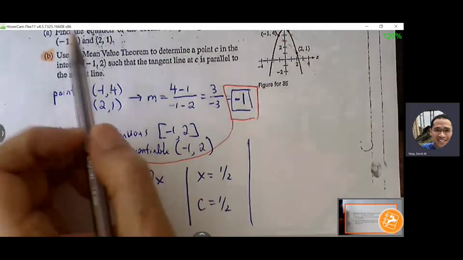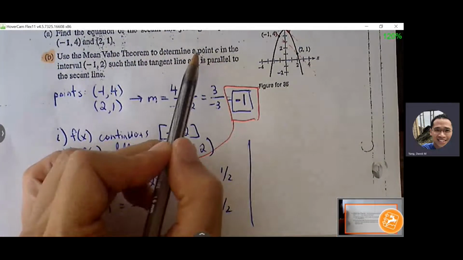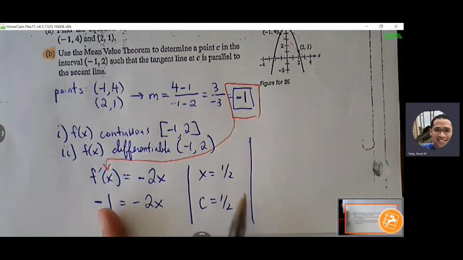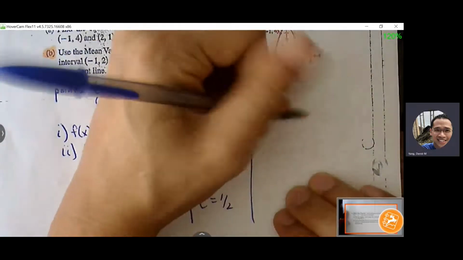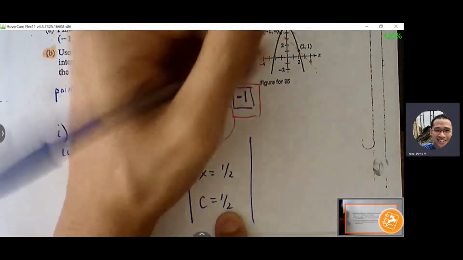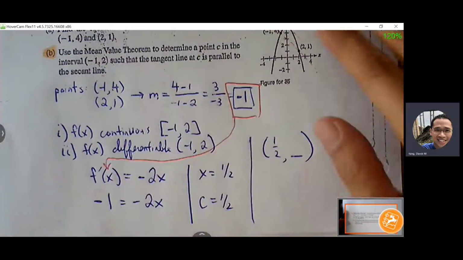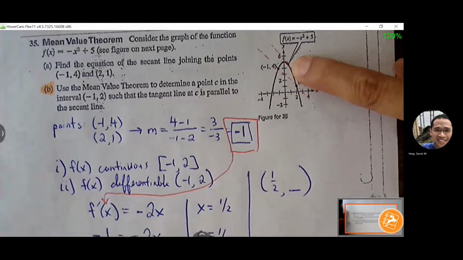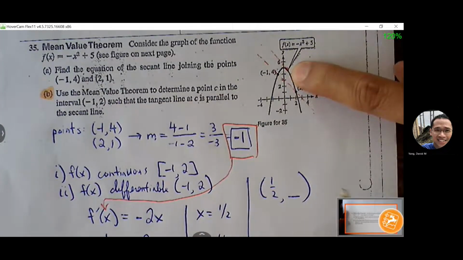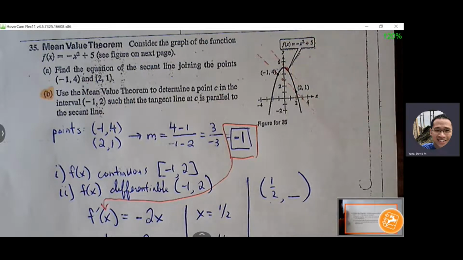Now, the final thing is, it says use the mean value theorem to determine a point. So a point requires both the x and y value. I know that my x value is 1/2. So how can I find that y value at that location? Plug back into the original, yeah, because I want to find a physical location.